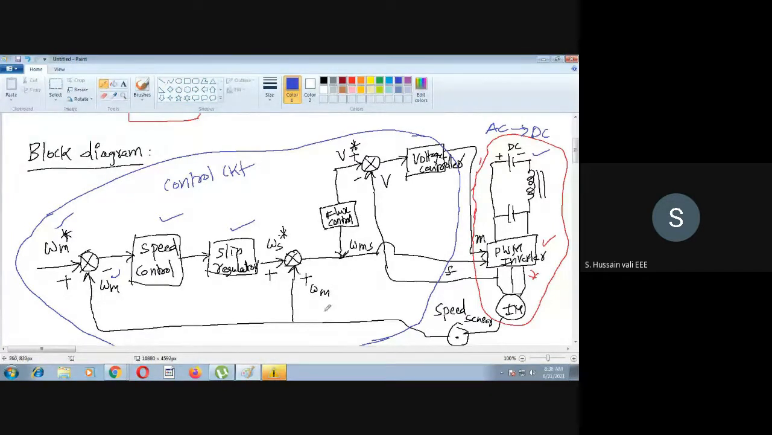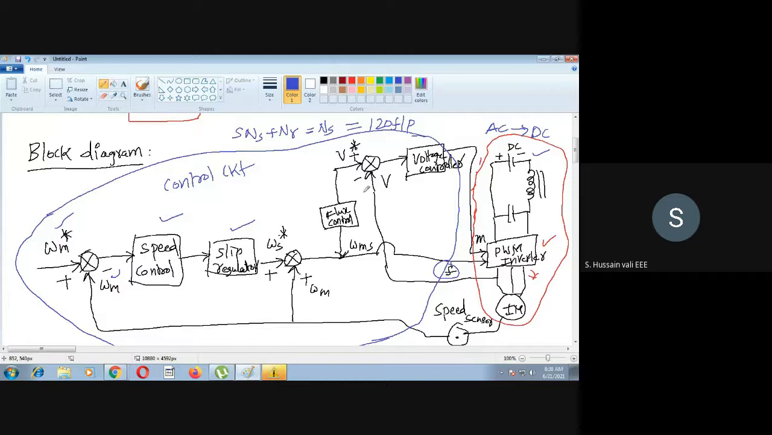From the slip value, I have already told you that the slip speed ns plus nr is nothing but ns. This we have already seen. Then ns can be written as 120 f by p. So you get the frequency f here based upon this ns only.